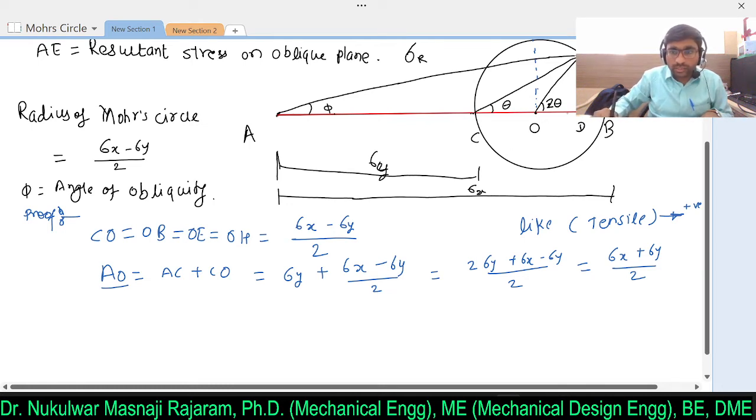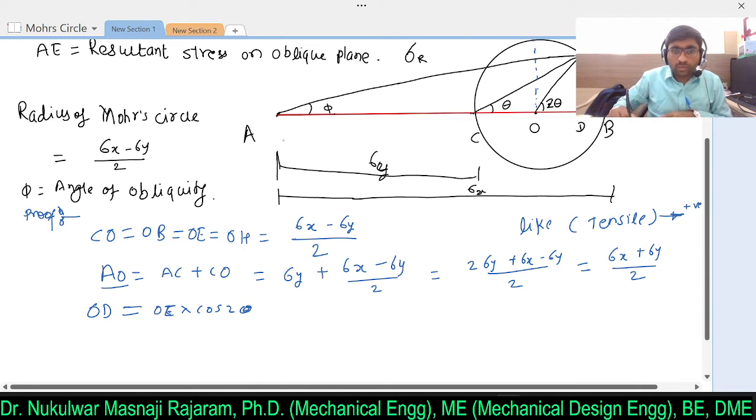Next I want to evaluate this OD. How to evaluate this OD? It's simple. If you observe this triangle OED, as this angle is 2 theta, then I can write OD equal to OE into cos of 2 theta. So here I got the OD.